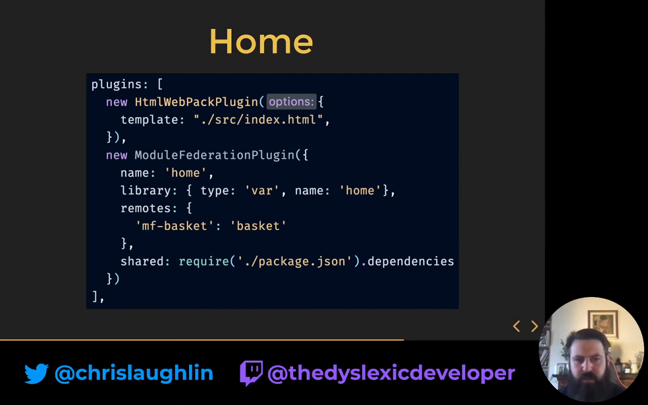So again, give it a name, give it a library, and this is where it's different then. We say remotes. So we give the remote name, and this becomes like our fake npm module name, and in this case we're just using mf as a module federation kind of shorthand. So mf basket, that maps to the basket. And then again, we declare a shared dependency. So if this was being consumed, it'll be able to share its dependencies too.